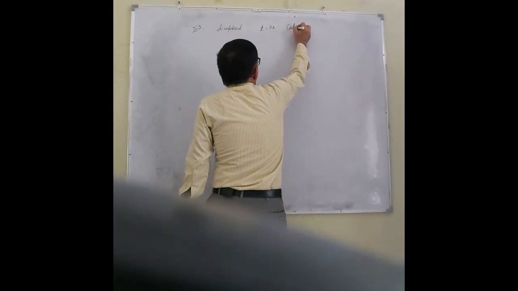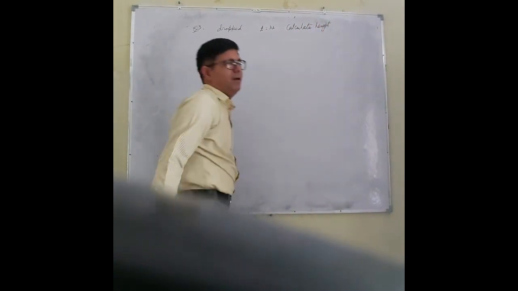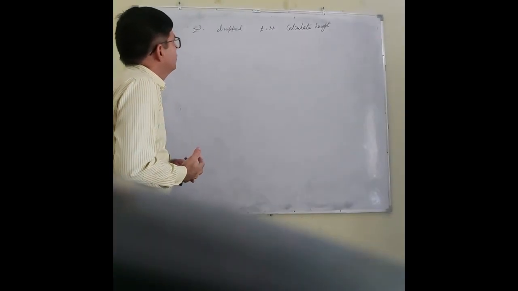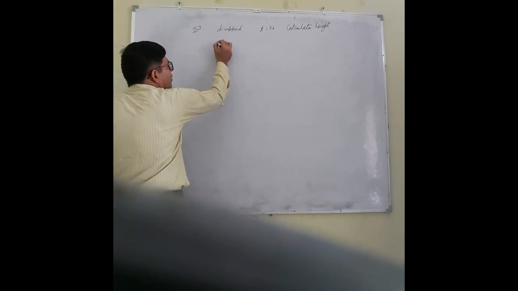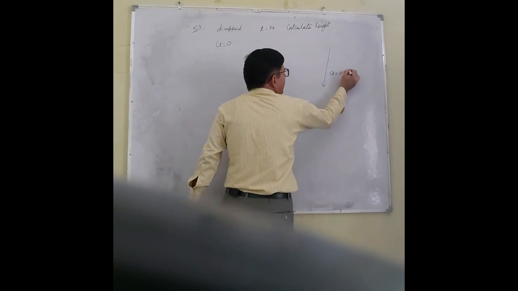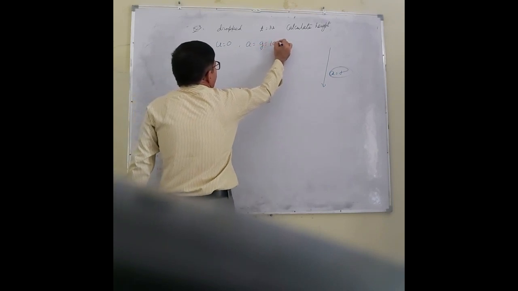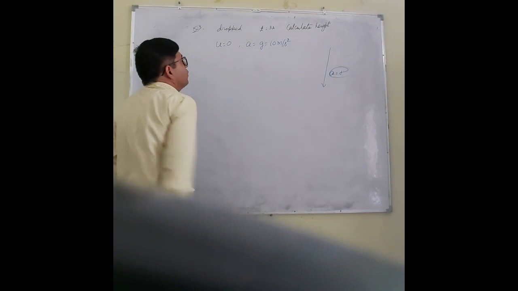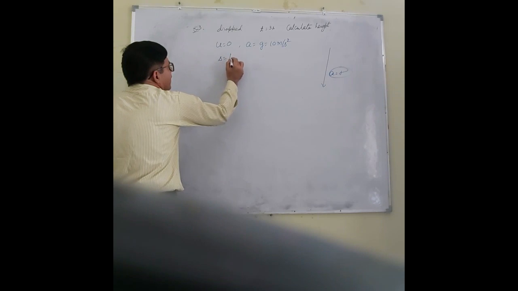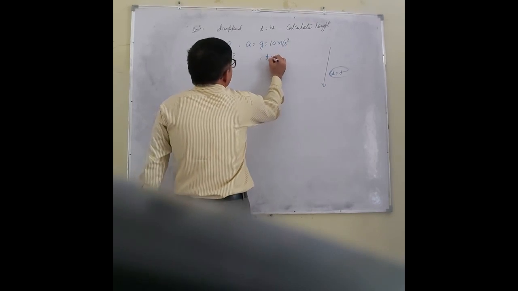Calculate the height. What is height? Height is also distance. It's a vertical distance. Now, the ball is dropped, so U is 0. Ball is falling downward. Is A positive or negative? Positive. A is G, that is 10 meter per second square. And what is S? S I have to calculate. And what else am I given? Time is given to be 3 seconds.